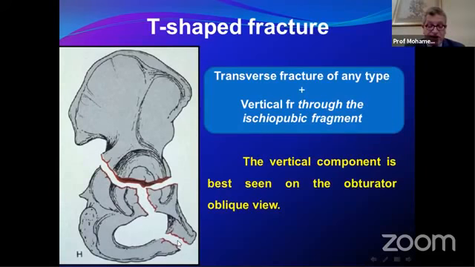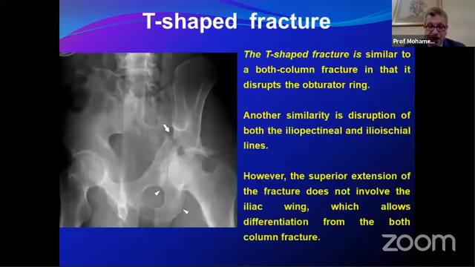from the T-shaped fracture. The T-shaped fracture is a transverse fracture of any of the three types, plus a vertical fracture through the ischiopubic segment. The vertical component is best seen on the obturator oblique view. The T-shaped fracture is similar to the both column fracture as it disrupts the obturator ring, and another similarity is that it disrupts the iliopectineal and ilioischial lines. It takes both the anterior column and the posterior column.